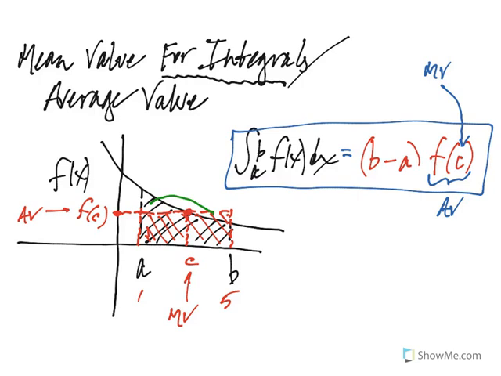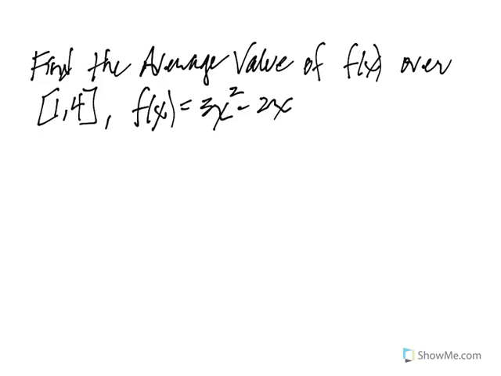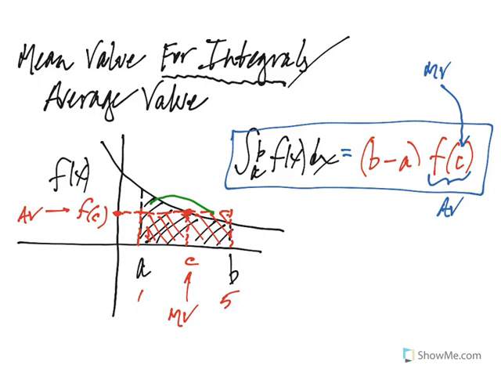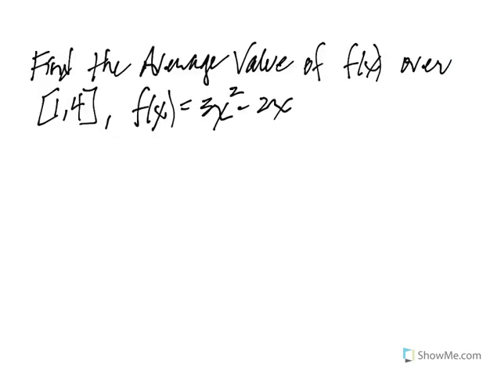So let's work through an example. All right, something like this. The book will ask you to find the average value of f of x over an interval from 1 to 4. They're going to give you that formula there. And again, we just go back to the picture I had on the previous screen, right? The fact that the black area is equal to the red rectangular area. So the black area is nothing more than the integral from 1 to 4 of 3x squared minus 2x dx.